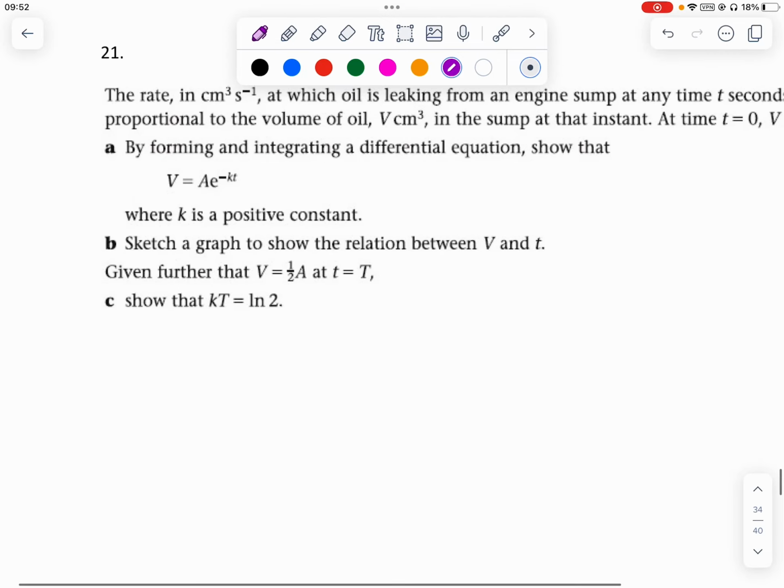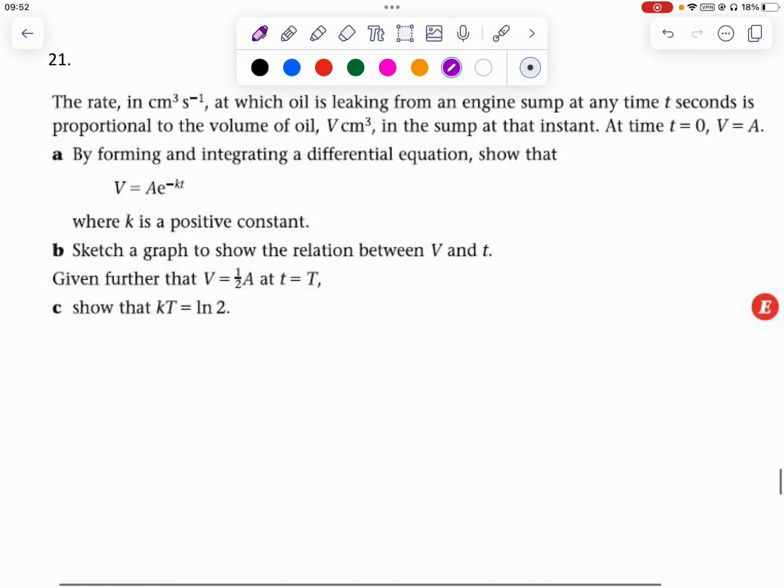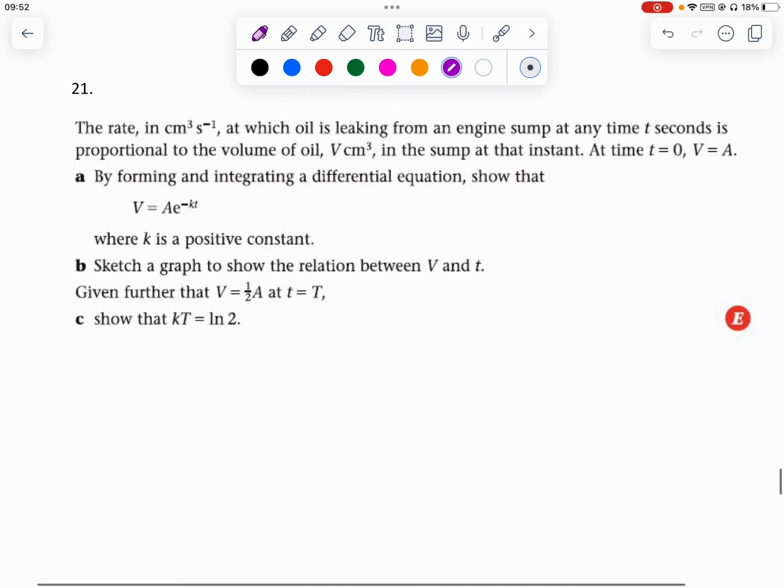Now question number 21. The rate in centimeter cube at which the oil is leaking from an engine sump at any time t seconds is proportional to the volume. So dV upon dt is proportional to minus V because it is leaking in a sump. At a time t equals to 0, V equals to A. By forming and integrating a differential equation, show that.